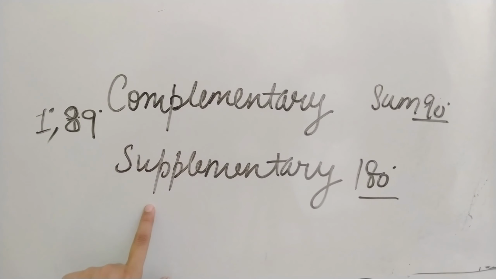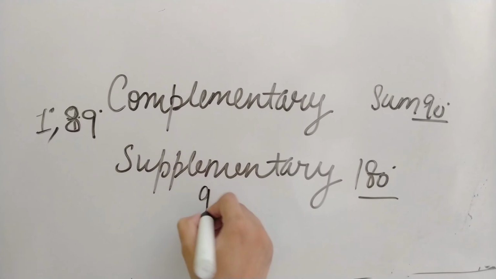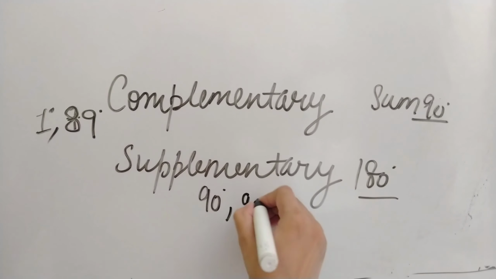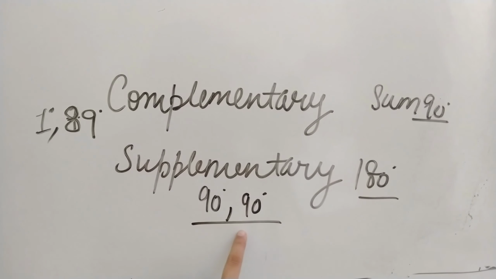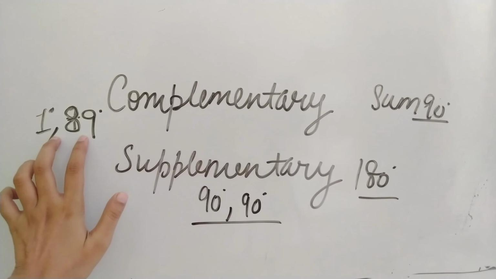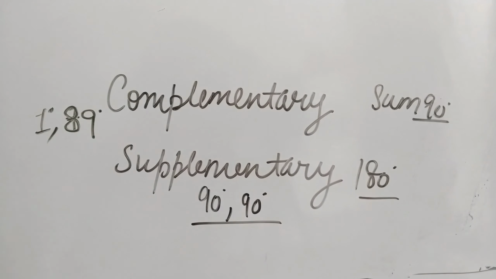If I am asked what supplementary angles are, here if I take an example like 90 degrees, I simply have to check the addition. Here 90 plus 90 gives me 180 degrees. That means supplementary angles are those angles whose sum is 180 degrees. Complementary angles are those angles whose sum is 90 degrees.